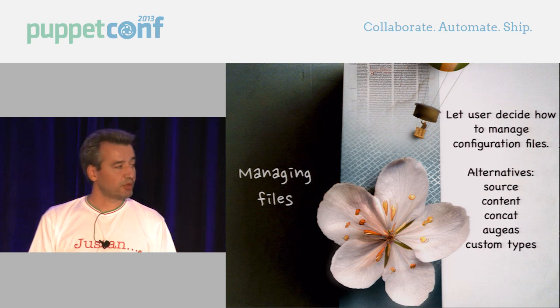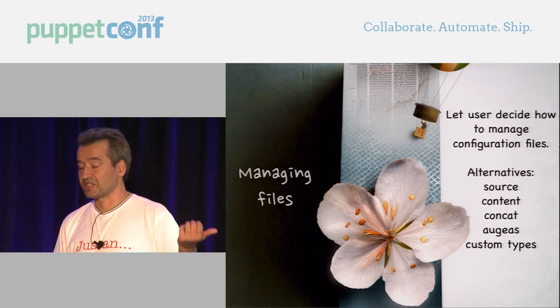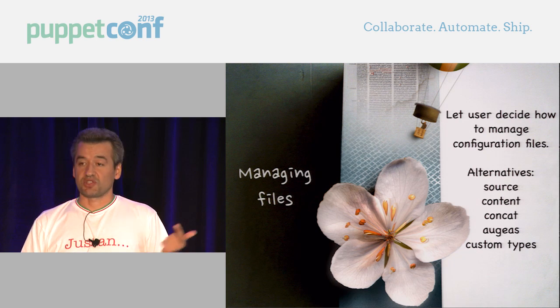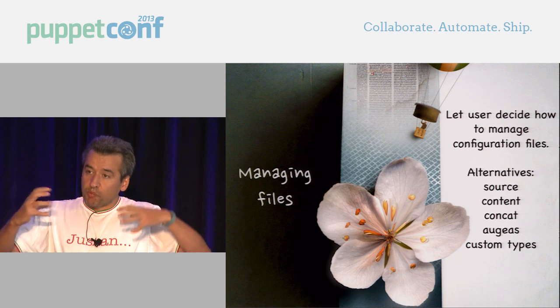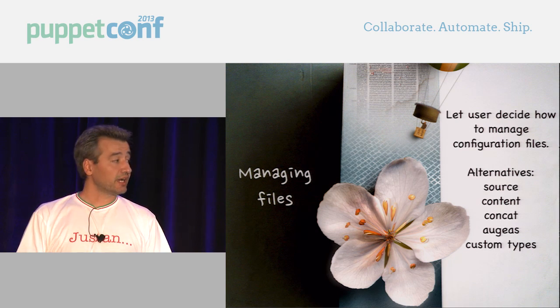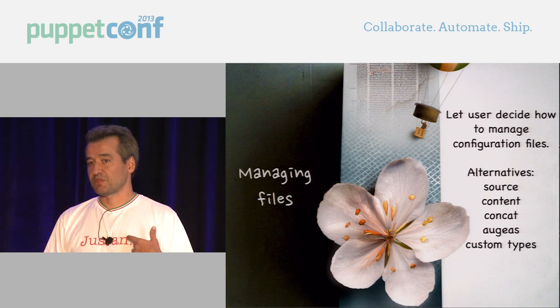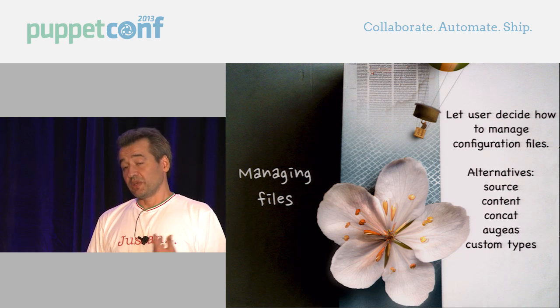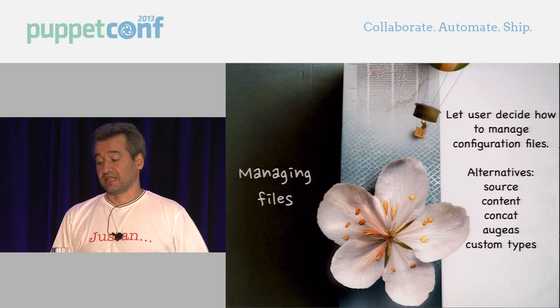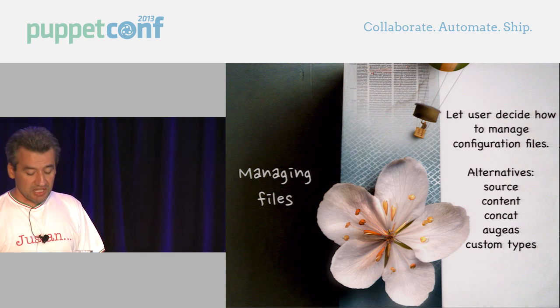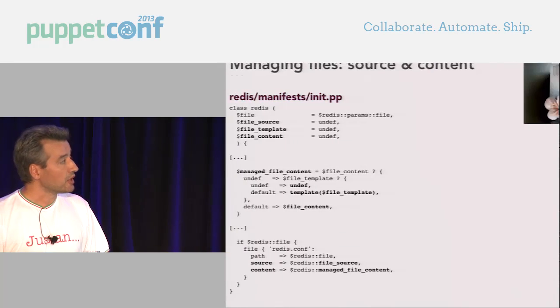We can have different options. We can provide ERB templates. We can use the source attribute to provide a static file. We can compose configuration files using concat or Augeas or custom types or whatever. According to me, a reusable module should allow any of these alternatives. Now, how can this be done in a practical way?